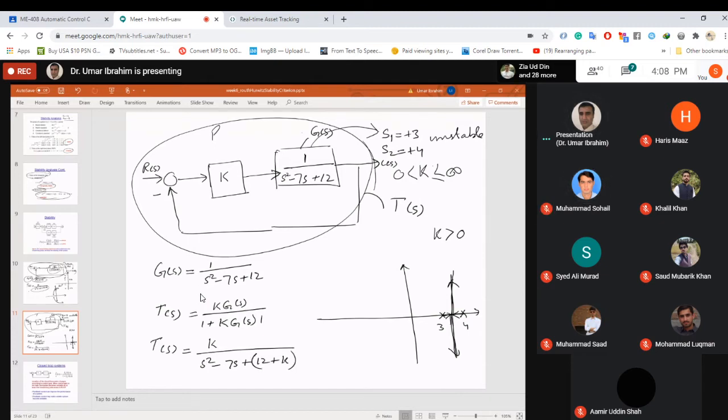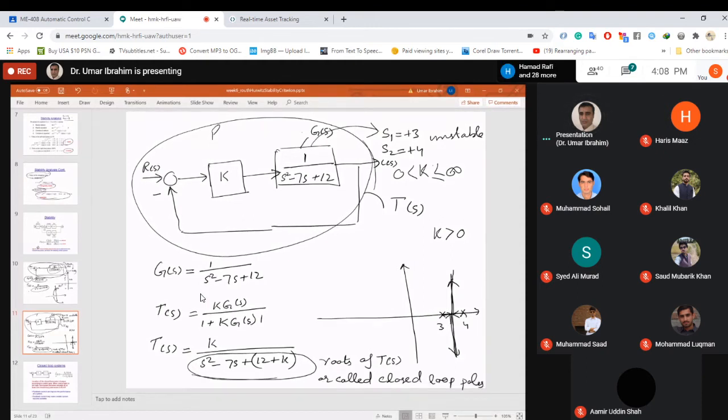Now the roots of t of s are called the closed loop poles of the system, while the roots of g of s are called the plant roots or poles.